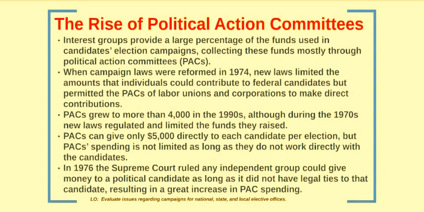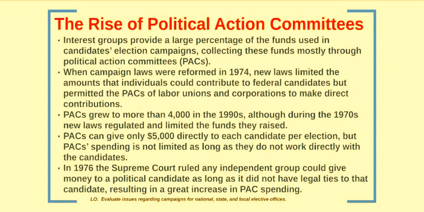When campaign laws were reformed in 1974, new laws limited the amounts that individuals could contribute to federal candidates, but permitted the PACs of labor unions and corporations to make direct contributions. PACs grew to more than 4,000 in the 1990s, although during the 1970s new laws regulated and limited the funds that they raised. PACs can give only $5,000 directly to each candidate per election, but PAC spending is not limited as long as they do not work directly with the candidates.